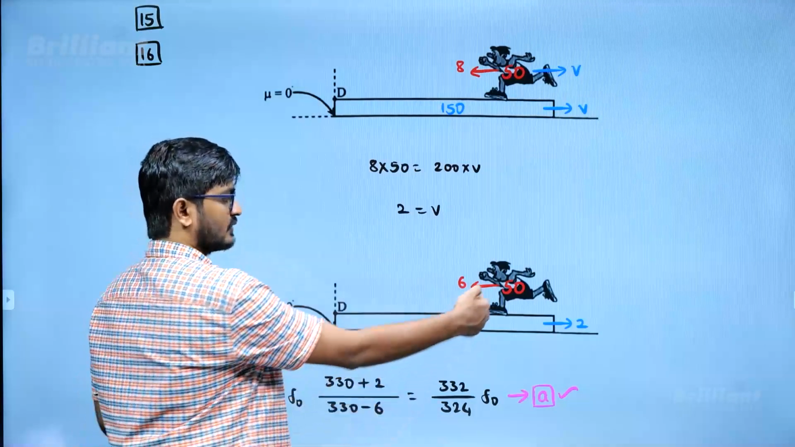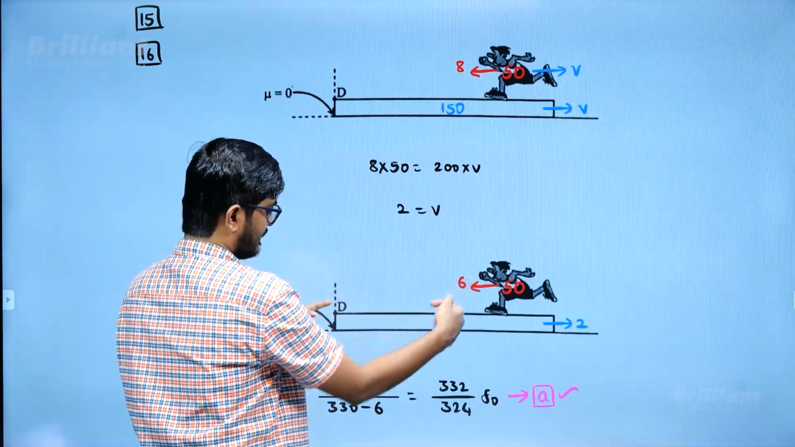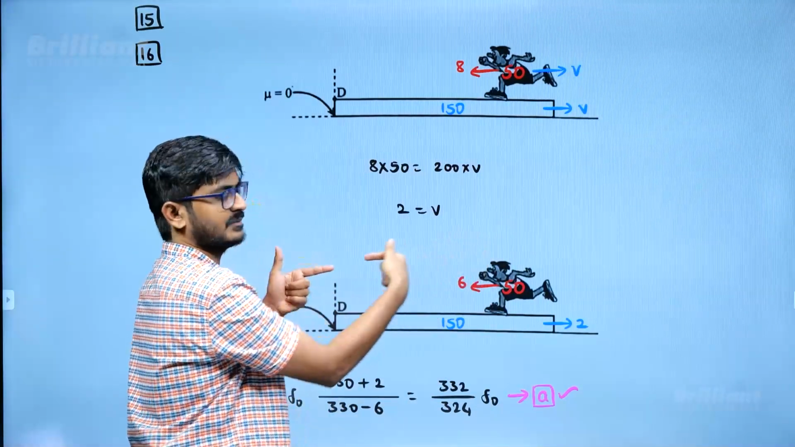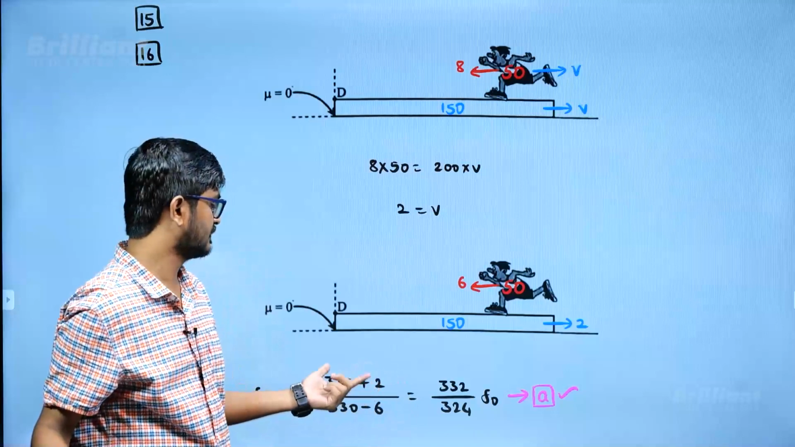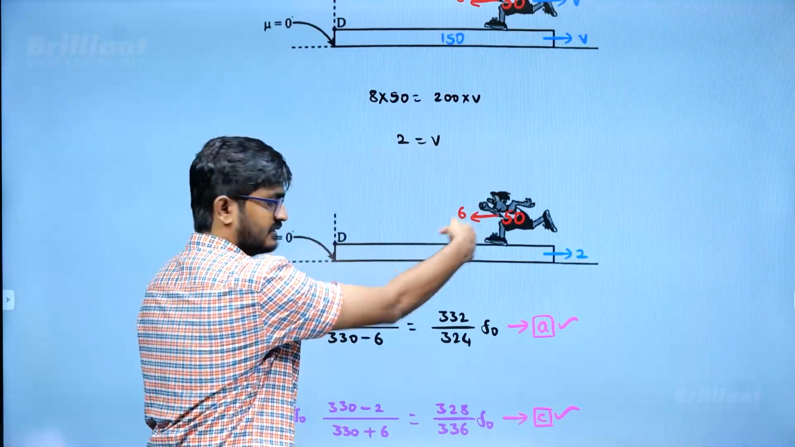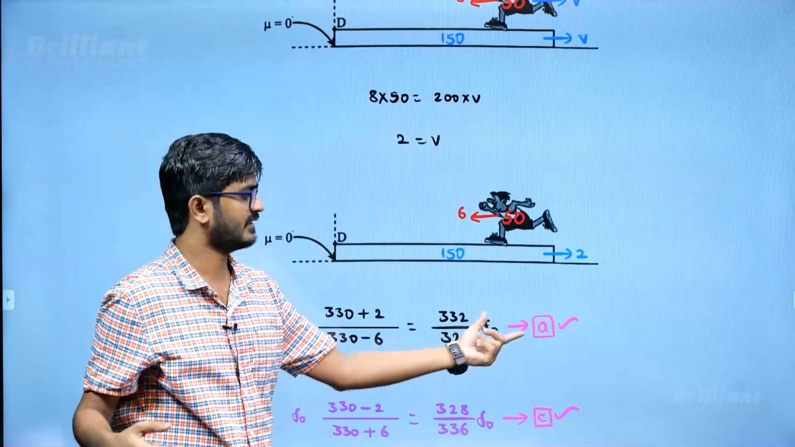Now you can see the source is moving towards the detector. Detector speed is 2, source speed is 6. Now this is a simple Doppler question, right? You can use 330 for the speed of sound, with this speed being 2 and this speed being 6. So you can use the simple Doppler effect and you will get option A as correct.